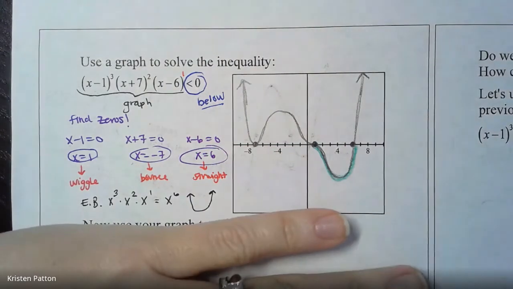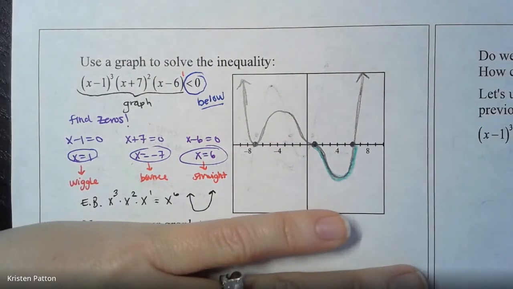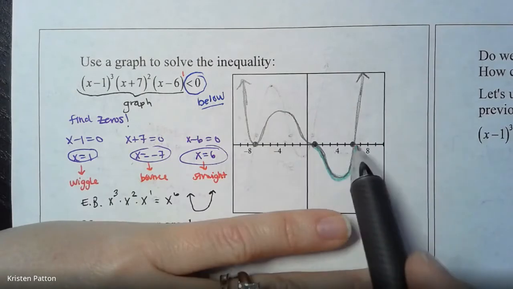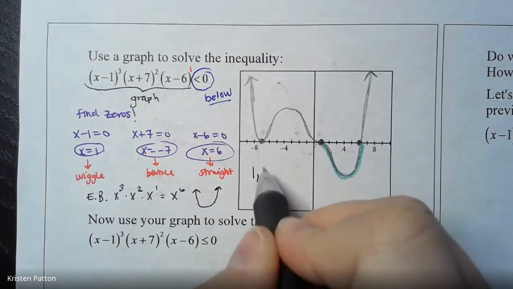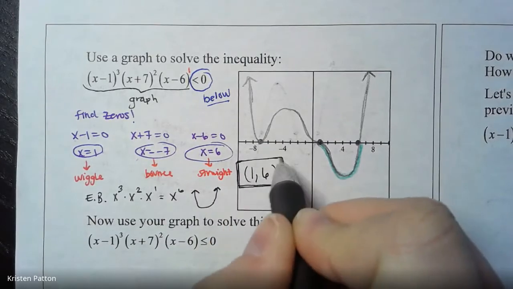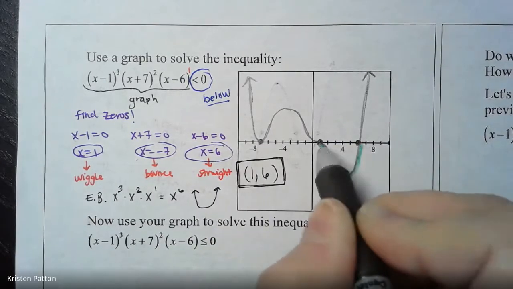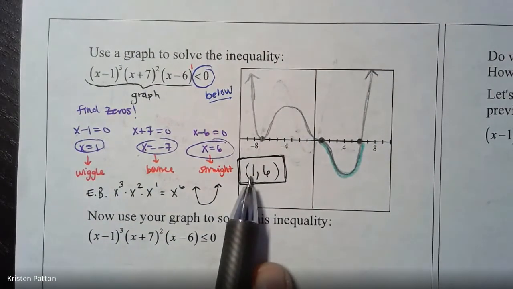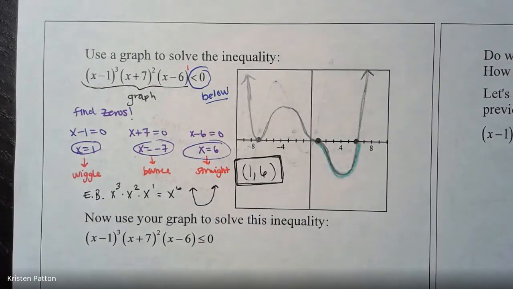I'm kind of covering this up because this is another question. I didn't leave myself a lot of room. But this graph is below the x-axis between 1 and 6. Not including the 1 or the 6 because the graph is on the x-axis there, not below. Okay, so there's my answer to that first question, and I'm sorry I took up so much room there.